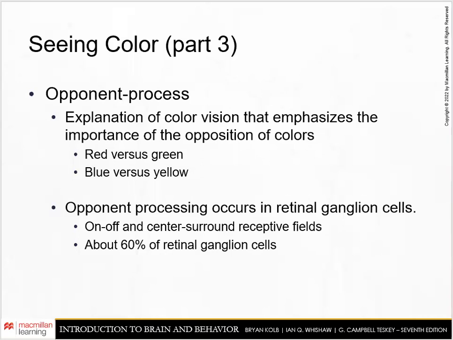And there's another theory about color, which is the opponent process theory. This is the explanation of color vision that emphasizes the importance of the opposition of colors. So red versus green, blue versus yellow. The opponent processing occurs in the retinal ganglion cells, where there's that on-off dynamic and the center surround receptive fields that we talked about earlier in this lecture. And that's true for about 60% of retinal ganglion cells.